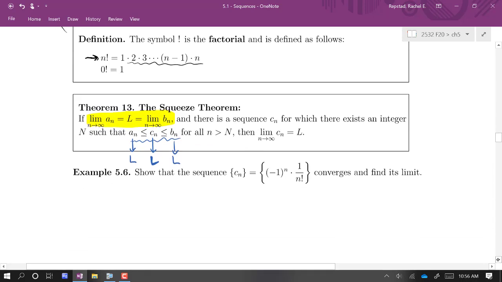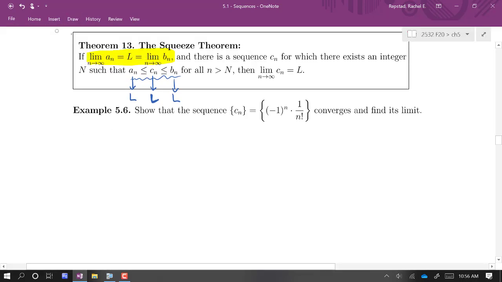Here's a really simple example of applying that. Suppose we have this sequence, Cn, which is defined by (-1)^n times 1 over n factorial. Now, usually when you apply the Squeeze theorem, you're given a sequence, and that's what you want to find out about, and it's up to you to come up with those two other sequences. So here there's maybe an obvious choice. We're going to let A sub n be the sequence whose terms are -1 over n factorial, and B sub n will be the sequence whose terms are +1 over n factorial.